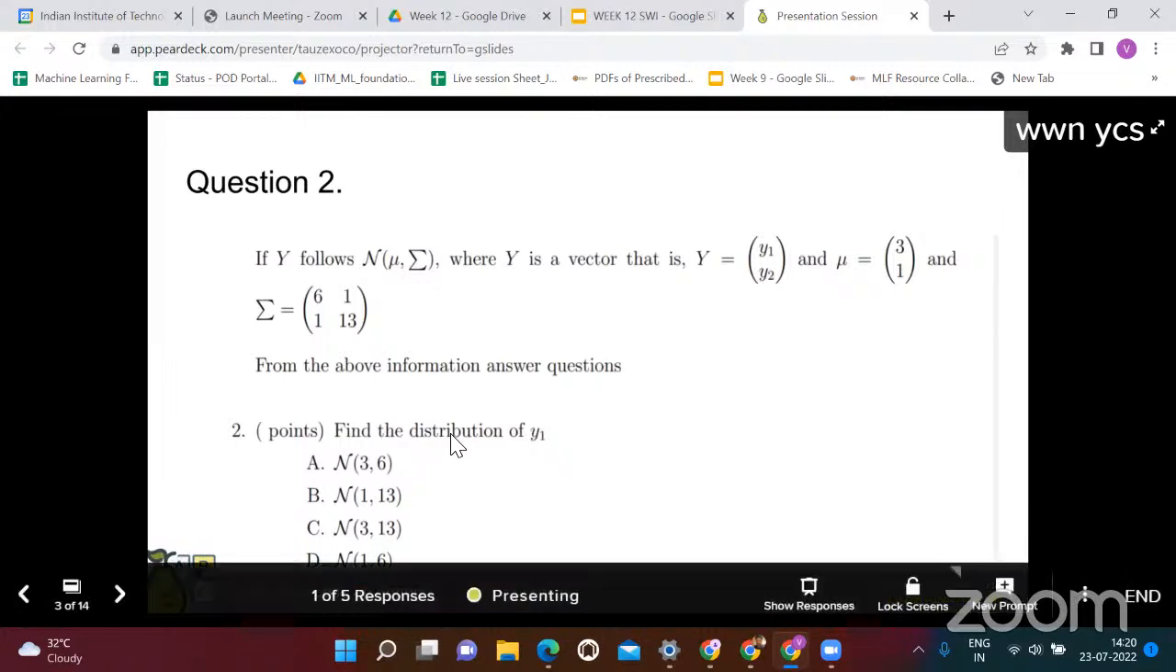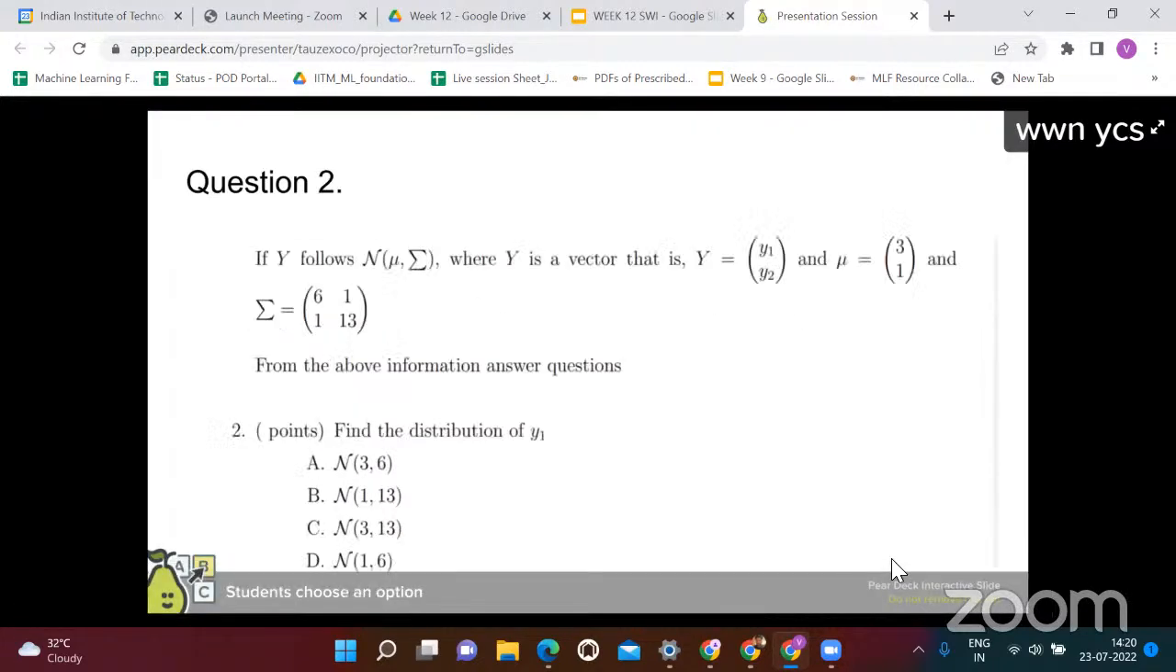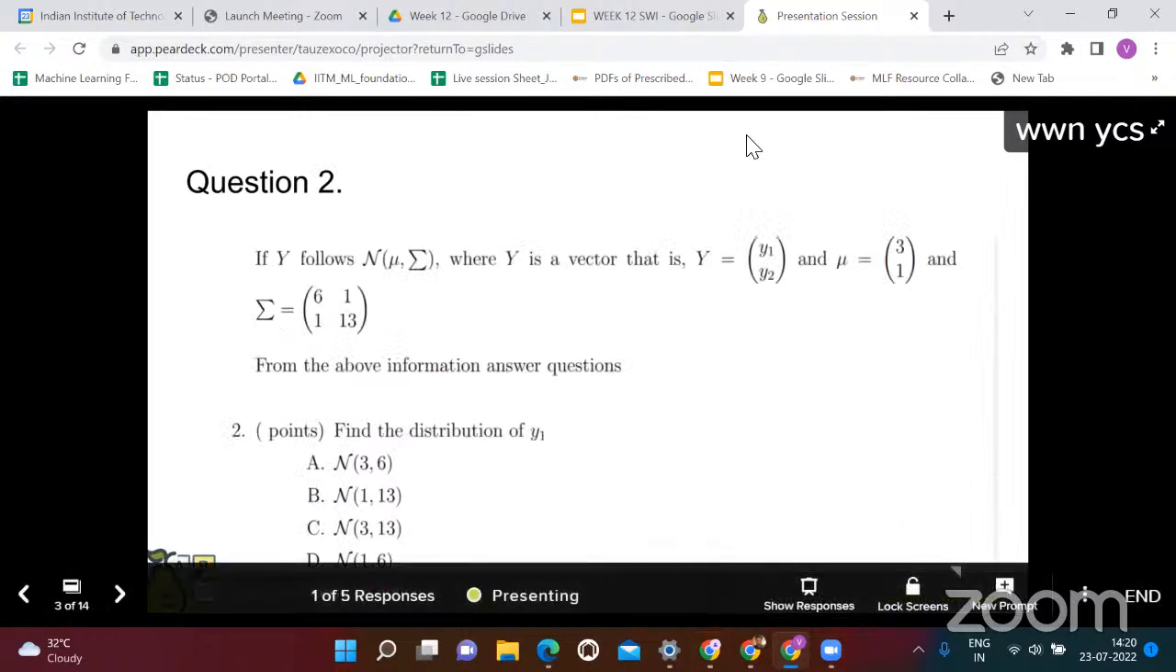This is done. Similarly, you can find the distribution of y2. For y2 also, you can directly see that the mean, or expected value, is 1, and the variance is 13. So you can directly write (1, 13) as the distribution of y2. Okay.